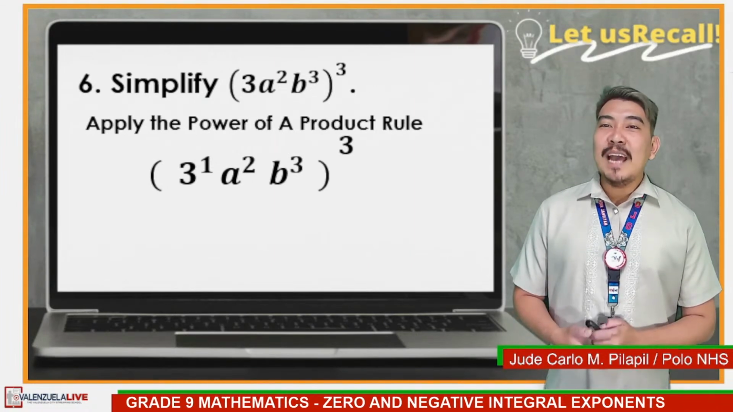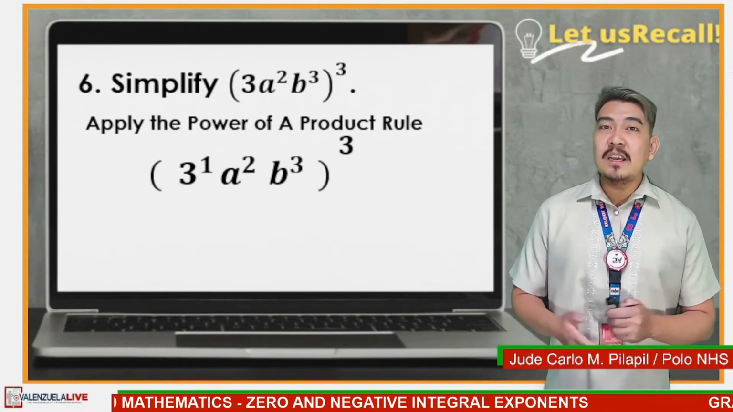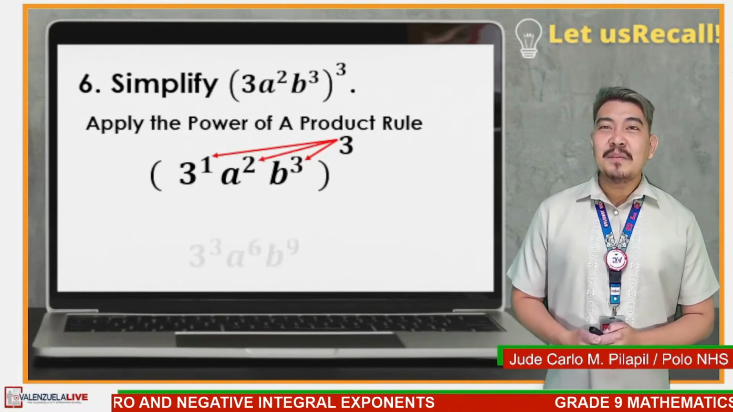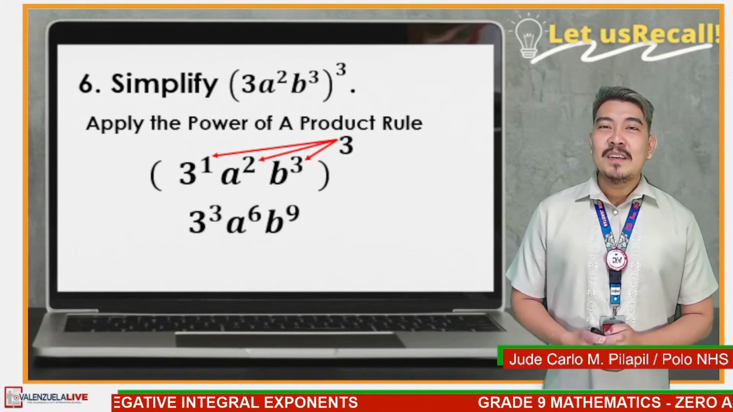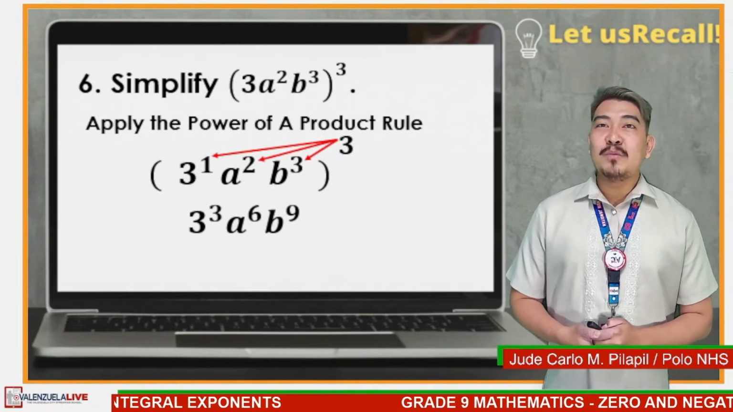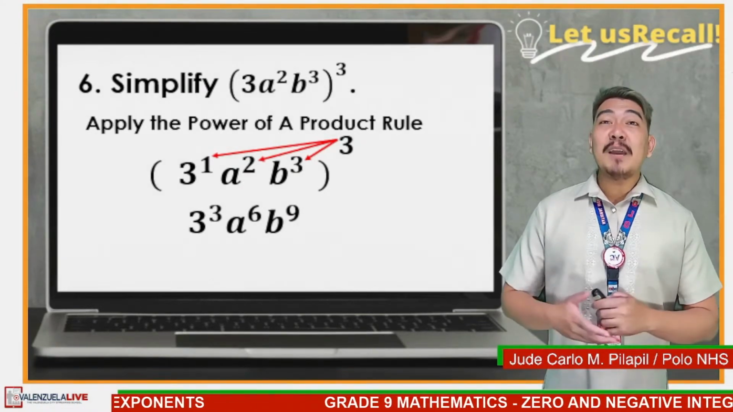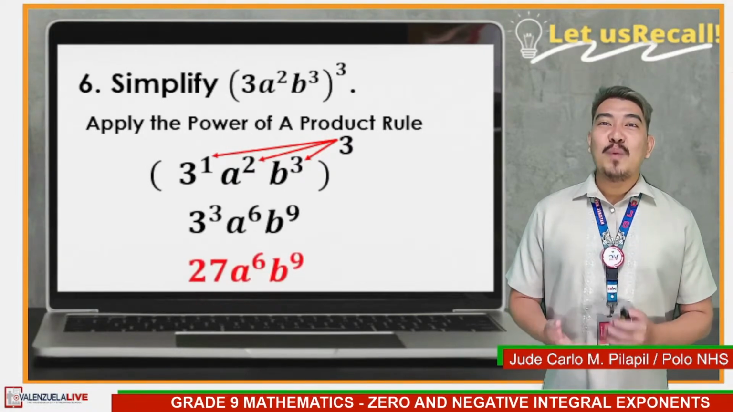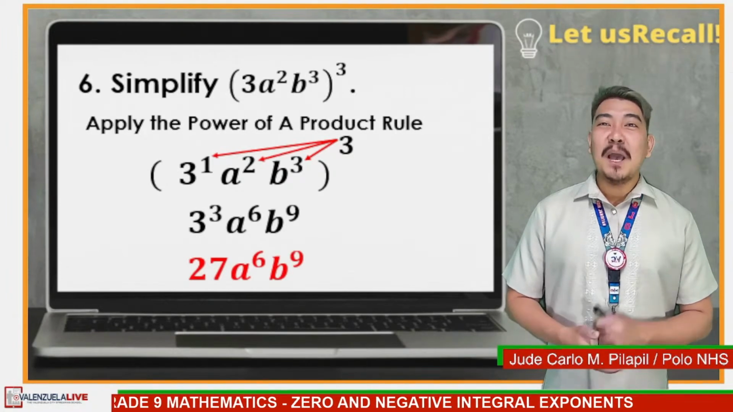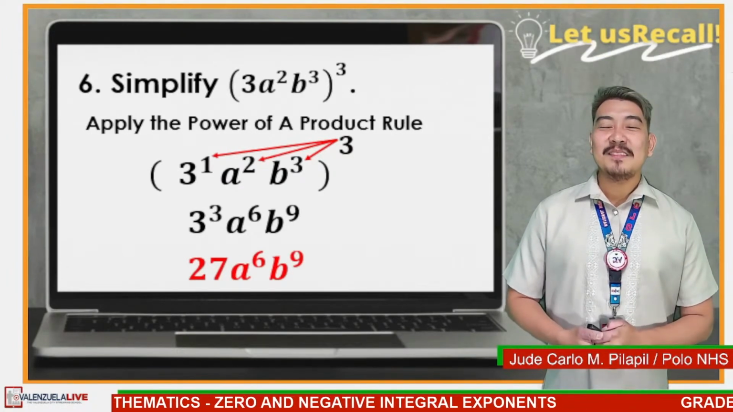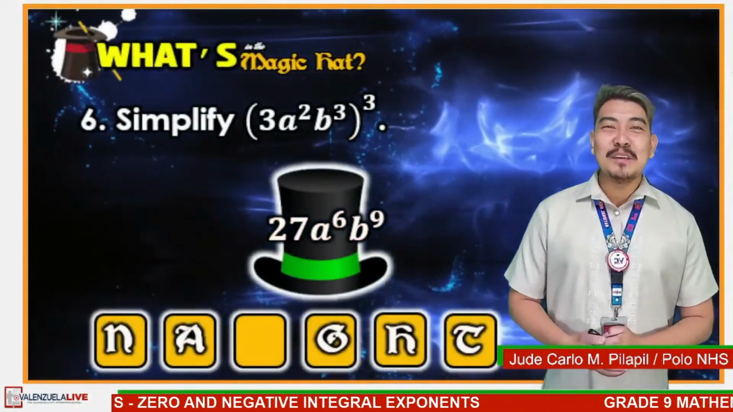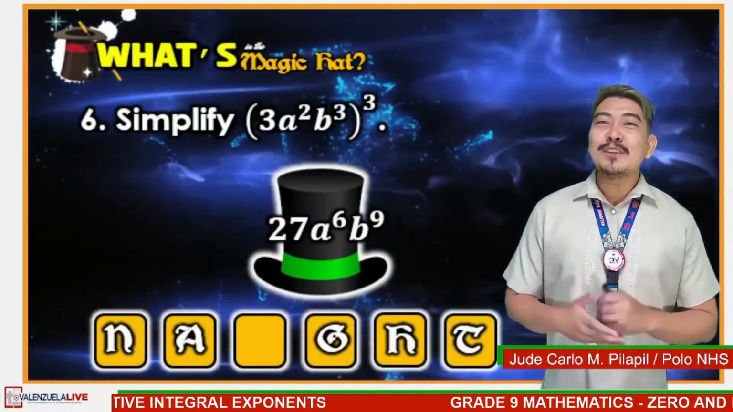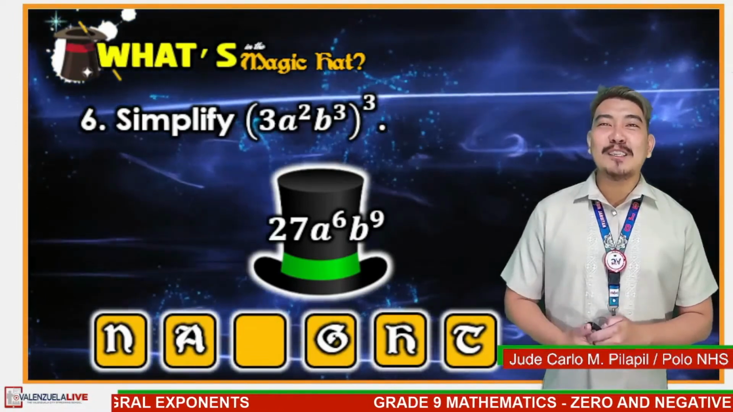Multiplying the exponent outside the parentheses, that is 3, to each of the exponents, we have 3 cubed, a raised to 6, b raised to 9. Simplify by cubing 3. The result is now 27a raised to 6, b raised to 9. That's exceptional. I know that your teachers are also happy knowing that you still remember the lesson about exponents.